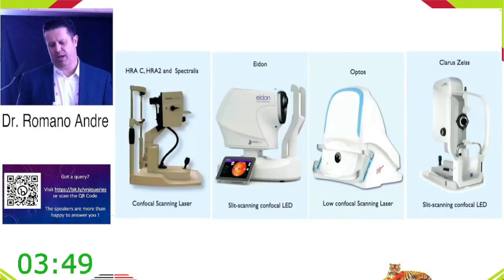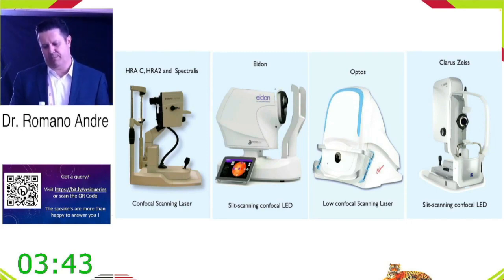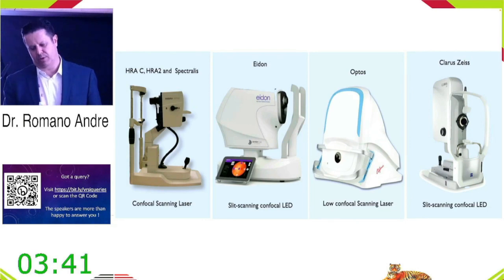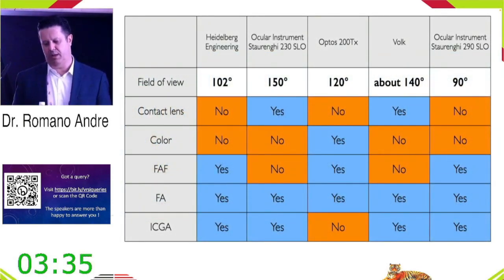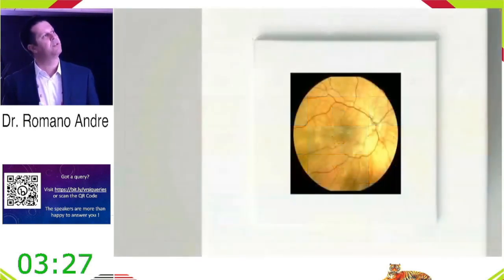These are the machines that we have in the clinic. We use mostly the Heidelberg and the Adam. We also do the Optos, the Cirrus not so much. This is the difference in field of view of these machines, and as regards color, FAF and so on.